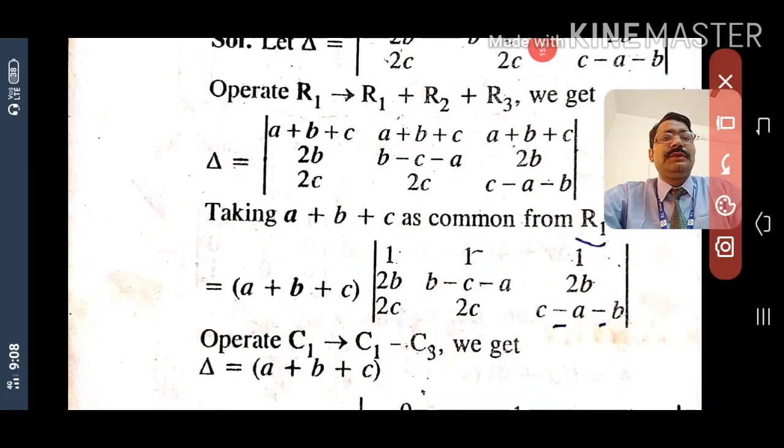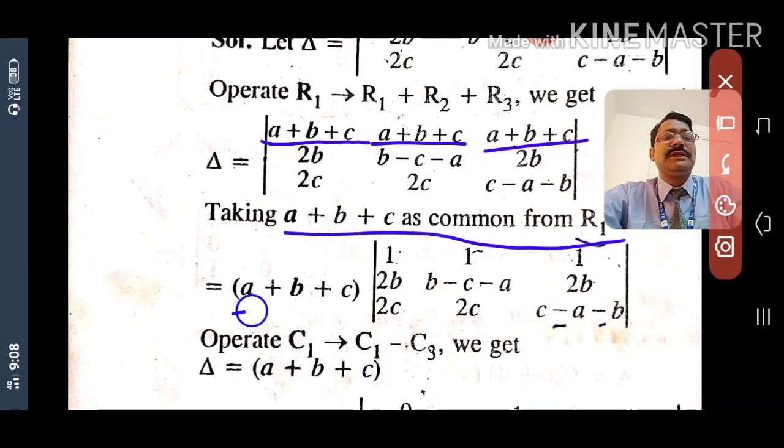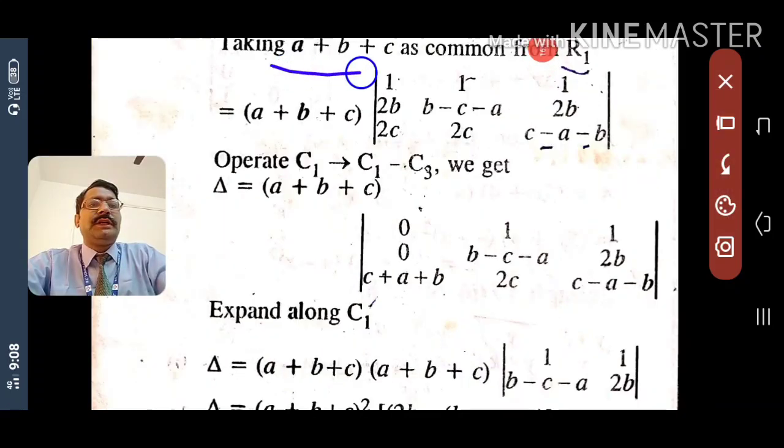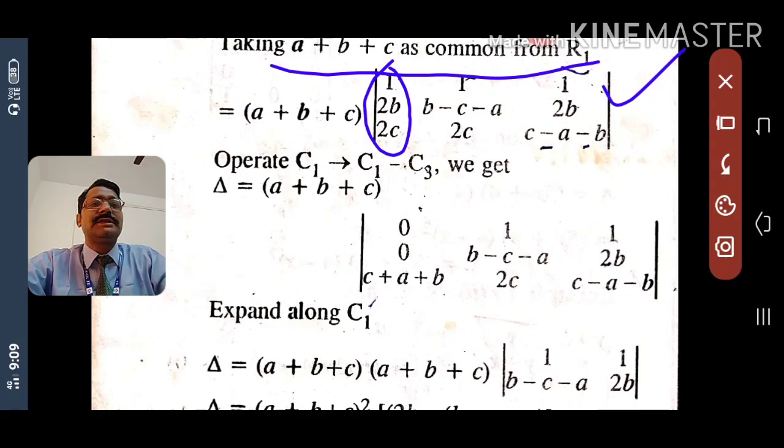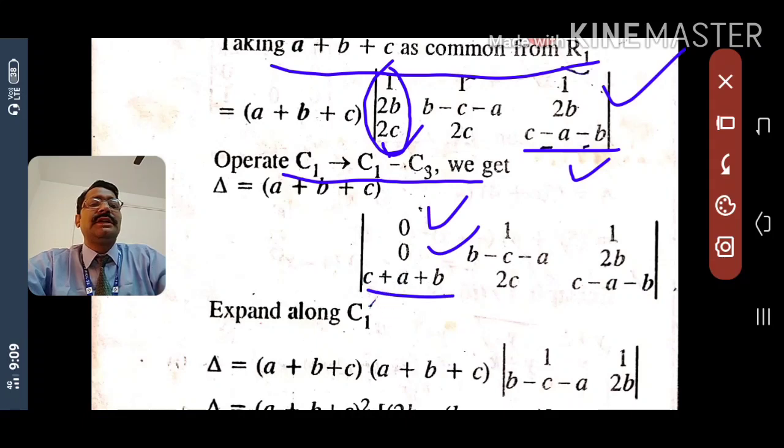After that, take a plus b plus c common from r1. A plus b plus c is outside, and inside will be 1, 1, 1. When you take a plus b plus c common from r1, you get this determinant, and in column 1 we have to make some elements 0. How can we make that? Write c1 equals c1 minus c3. From c1 you subtract c3, and we get 1 minus 1 is 0, 2b minus 2b is 0, and 2c minus the third element gives c plus a plus b. The second column and third column stay as they are.